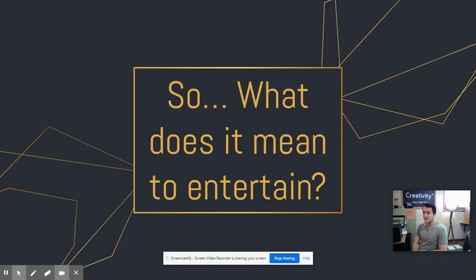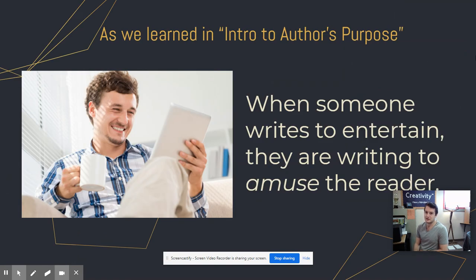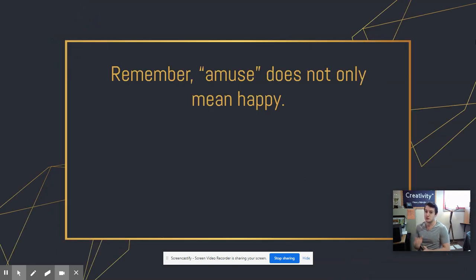So what does that mean? What does it mean to entertain? Well, as we learned from the Intro to Author's Purpose lesson, when someone writes to entertain, they're writing to amuse the reader. Doesn't this guy look happy in that picture right there? He must be looking at something interesting on that iPad. So when someone writes to entertain, they're writing to amuse the reader.